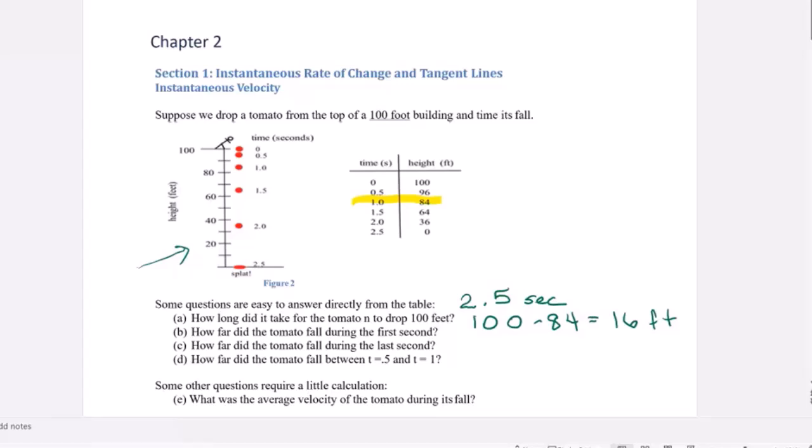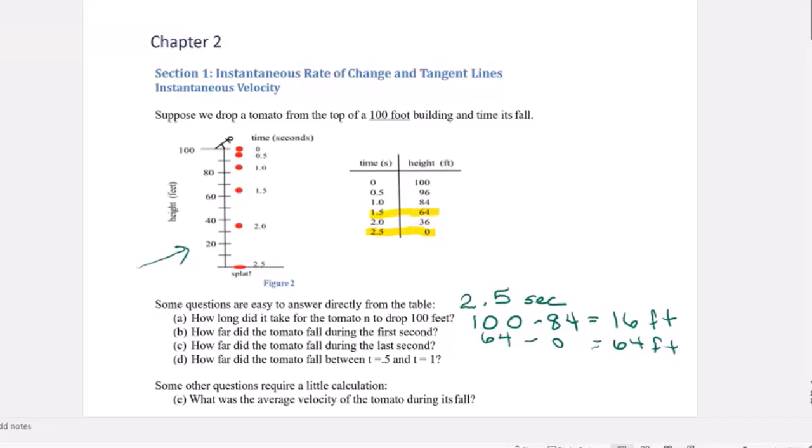How far did the tomato fall during the last second? Well, the last second would be between here and here. So in the last second, we fell 64 feet, from 64 to 0. I'll just write 64 minus 0, which equals 64 feet.